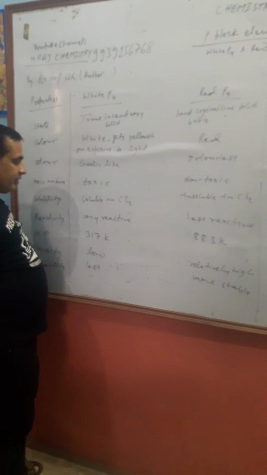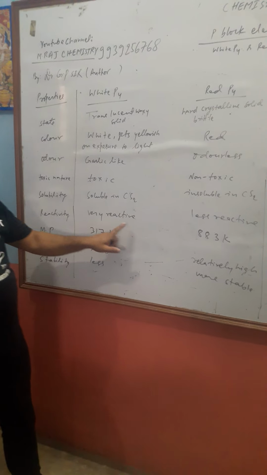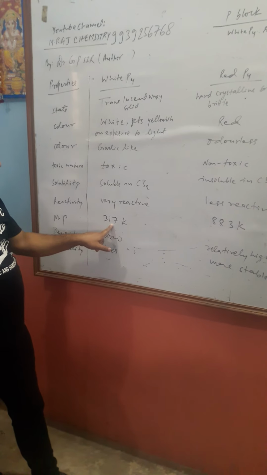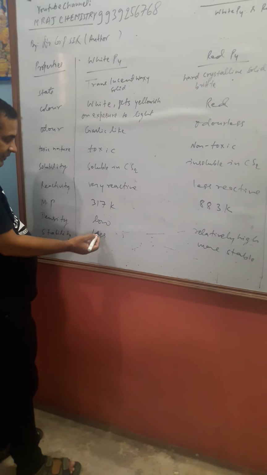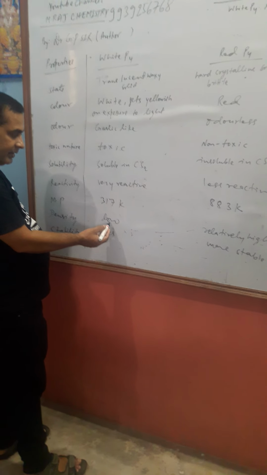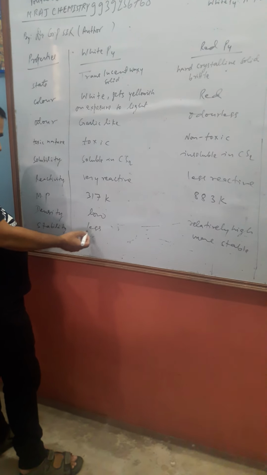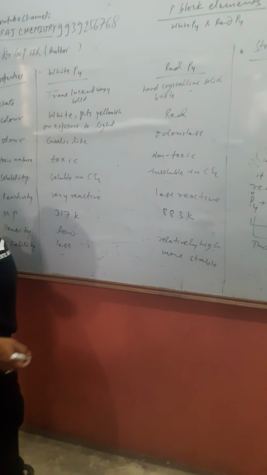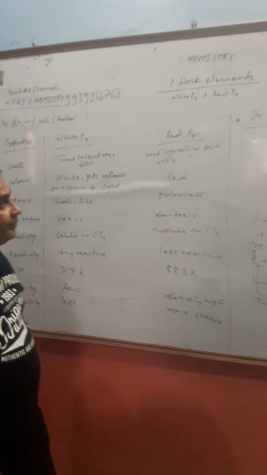Red phosphorus is insoluble. White phosphorus is very reactive, very reactive; red phosphorus is less reactive with respect to it. The melting point of white phosphorus is 317 Kelvin, though the melting point of red phosphorus is 883 Kelvin. White phosphorus has low density and red phosphorus has relatively high density. The stability of white phosphorus is less, and the stability of red phosphorus is more than white phosphorus. Red phosphorus is more stable than white phosphorus.